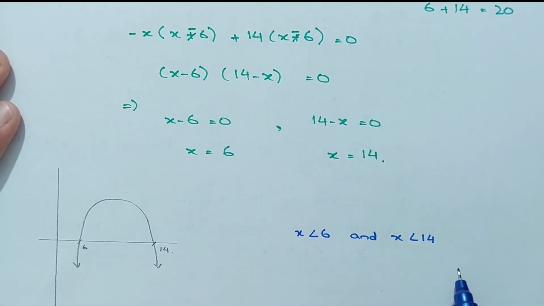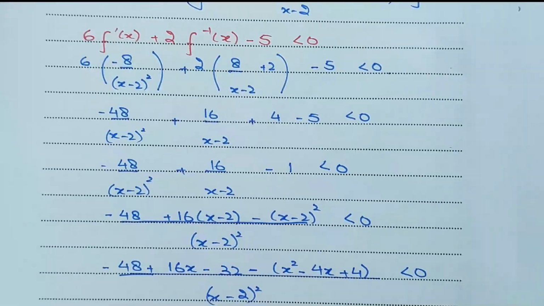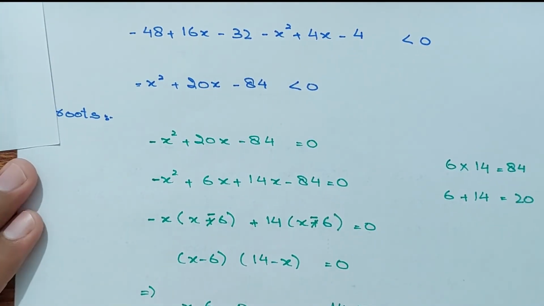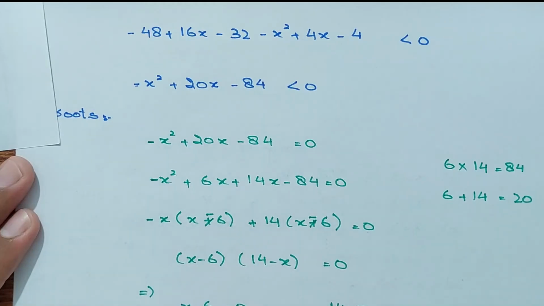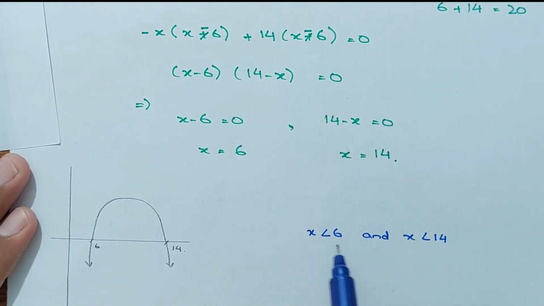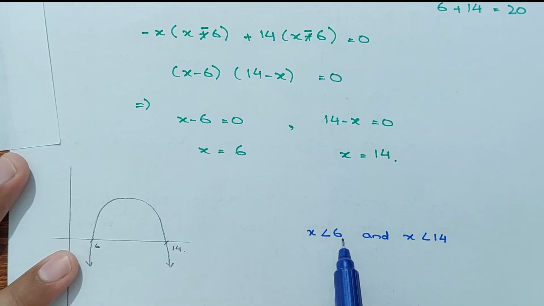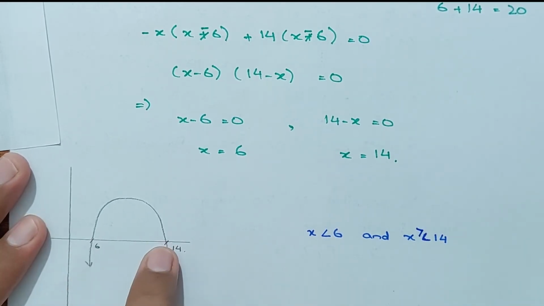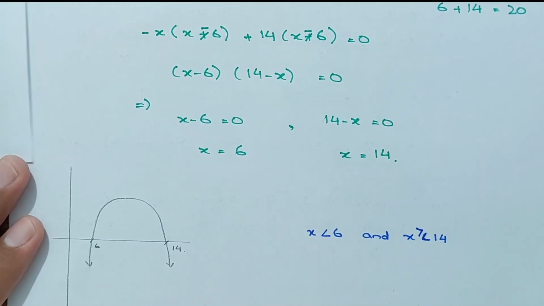Now this is one set of values of x that satisfy the inequality. We have another one, let me show you. We are done with the numerator. I put the numerator less than 0, and as you can see, I simplified and got two solutions: x is less than 6 and x is greater than 14. Okay, there is another solution.